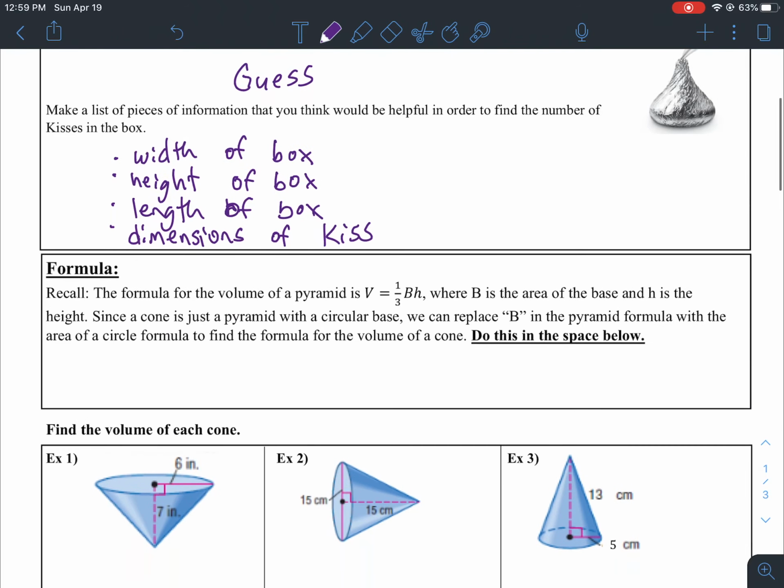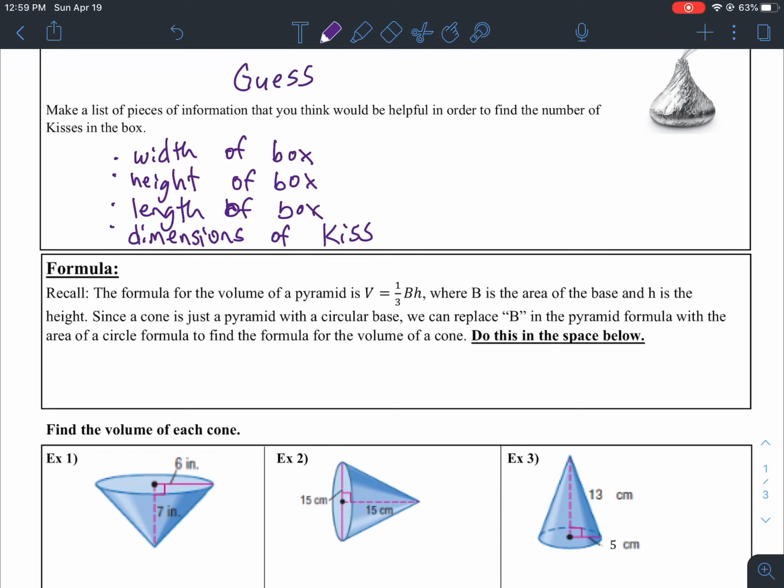So let's start by deriving the formula for the volume of a cone. We start with this little recall that the formula for the volume of a pyramid is 1/3 times B times H, where again, reminder, capital B is the area of the base and H is the height. So from the highest point of the pyramid straight down to the base, that's the height.